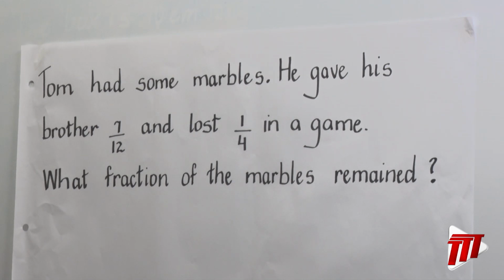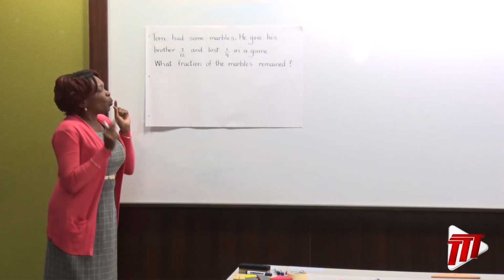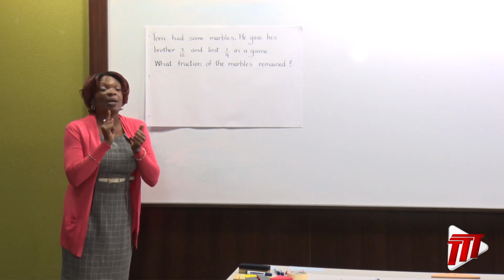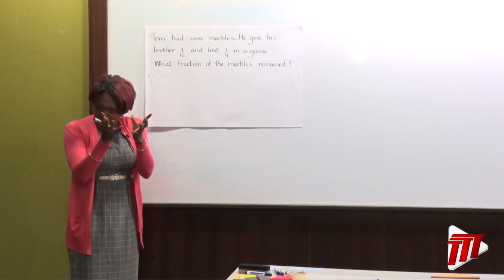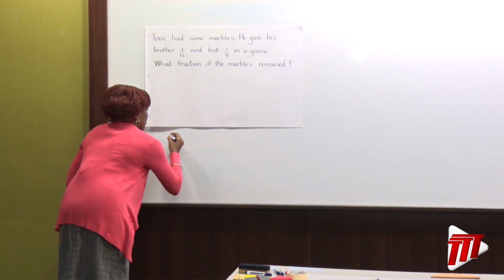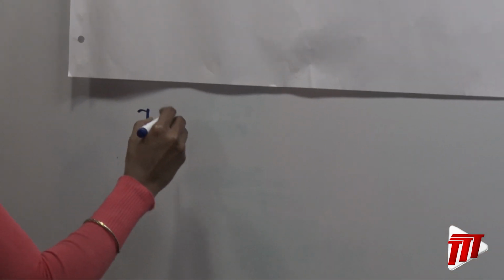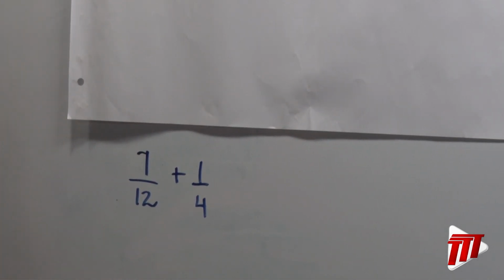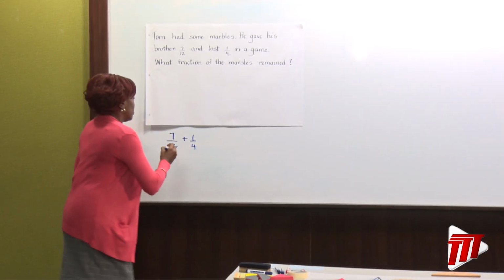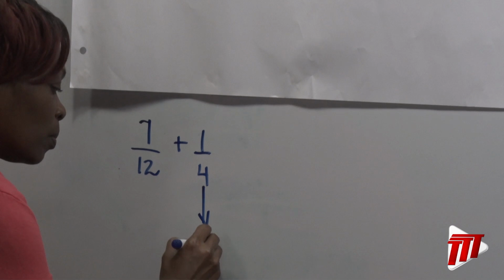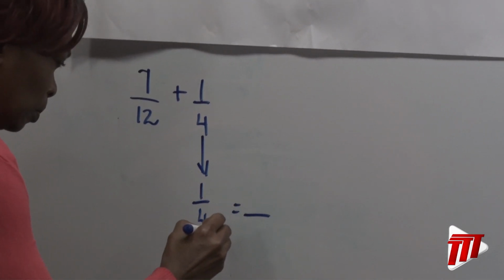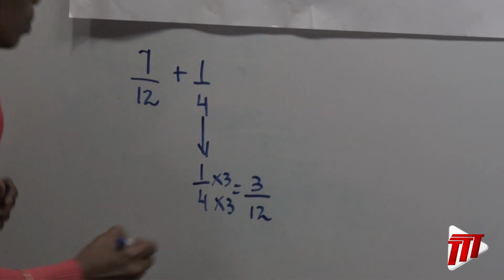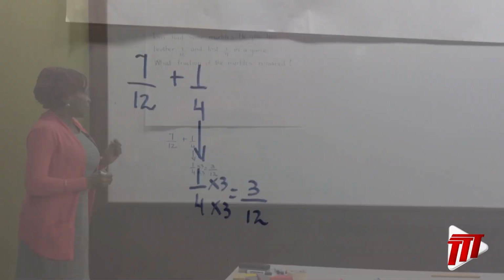Can we do something with that information? Oh, yes, we can. We can add those two fractions together to determine what fraction Tom gave away and lost together. Let's solve this, and I know you know what to do. So 1/4 is equal to 3/12.